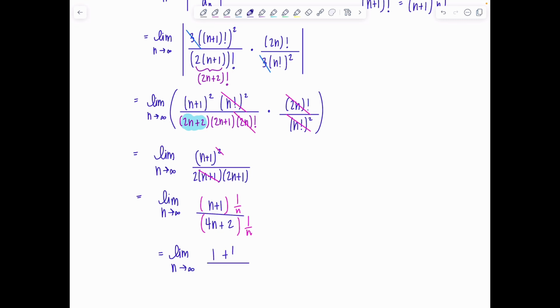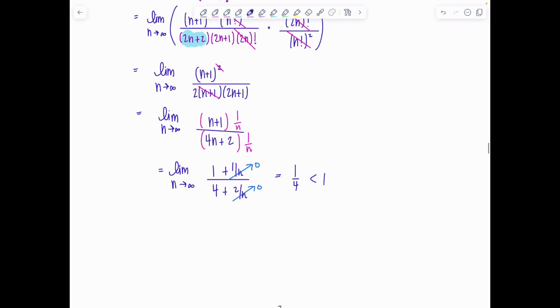This is (1 plus 1 over n) over (4 plus 2 over n). And then now I can say, all right, this term's going to go to 0 as n gets large. So does 2 over n. And all I'm left with is 1/4. What do I care about 1/4? That it's less than 1, since I did the ratio test.